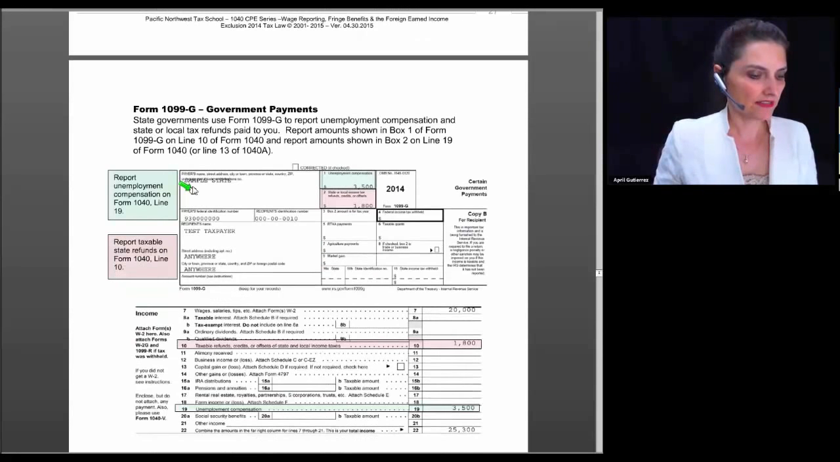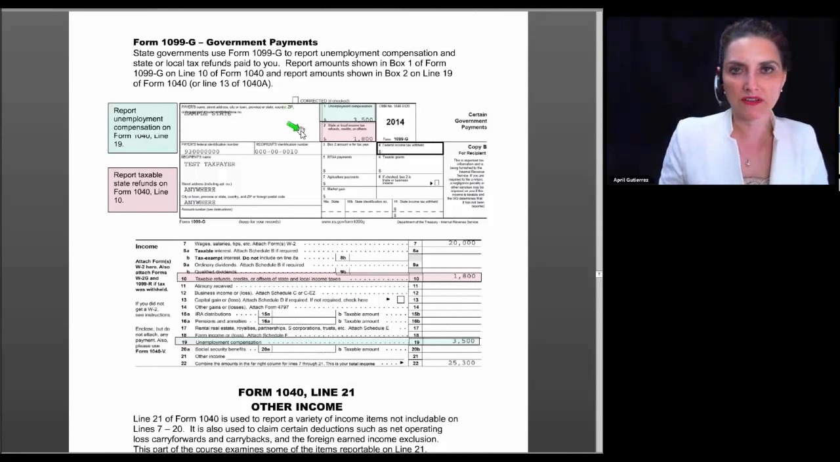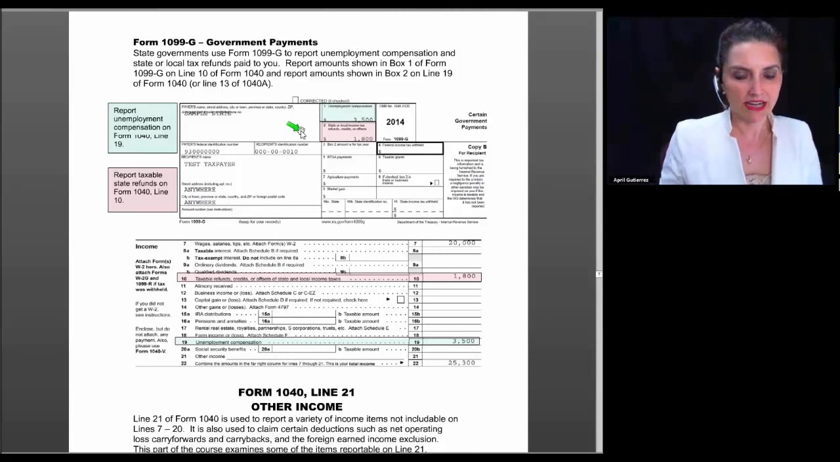And here is an illustration of a Form 1099-G. I took the liberty of putting both unemployment compensation and taxable refund on the same 1099, but that would never happen. The state would issue one 1099 for each. But I just wanted you to see the 1099 and how those income items are reported.